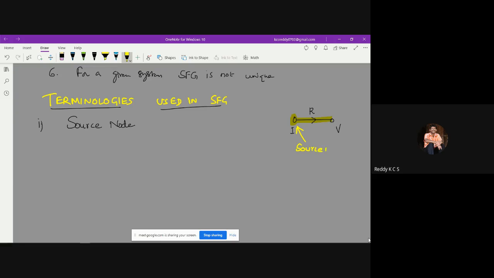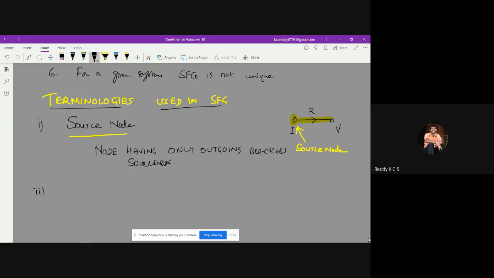We can call it a source node. Source node is defined as the node having only outgoing branches. A node having only outgoing branches is called a source node. This is the important definition.